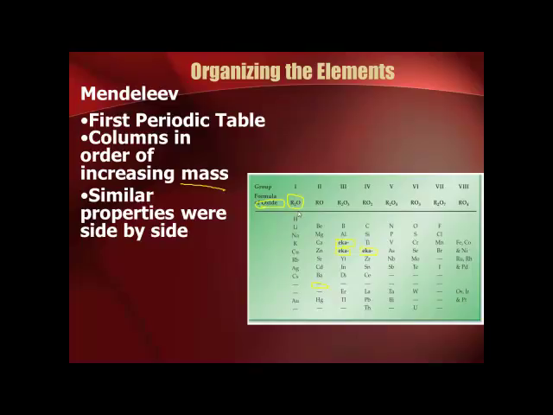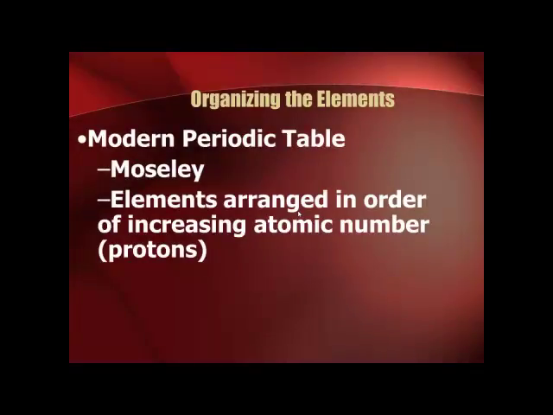The modern periodic table is structured a little bit differently. Moseley is credited for structuring the modern periodic table, and he is known for organizing it based on the number of protons. We talked about on Monday how the number on top of the periodic table represents the number of protons. So you can say the periodic table is arranged by number of protons, or you can say it's by atomic number. Now, you may think it goes up by mass all the time, but it doesn't.